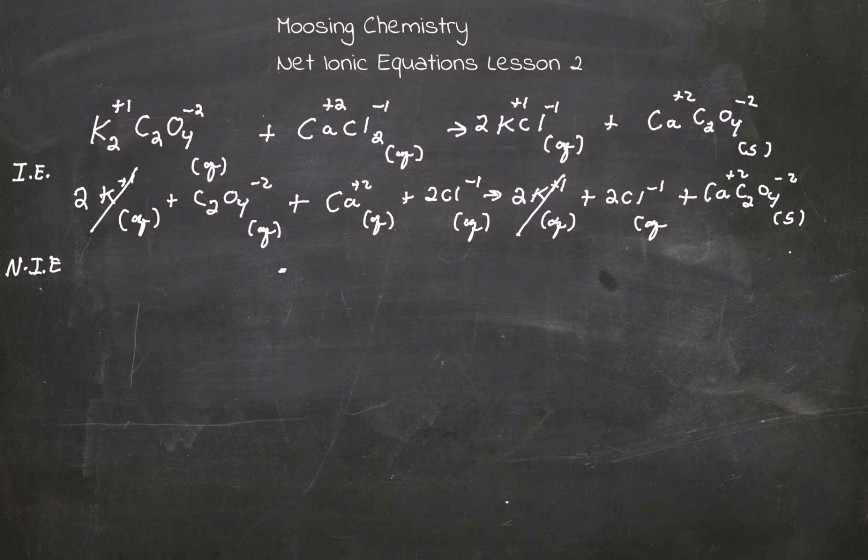Our oxalate, oh, it's changed, so we can't touch it. Our calcium is aqueous on one side, and it's solid on the other. We can't touch that one. However, our chlorines are aqueous on this side and also aqueous on that side. So let's write the net ionic equation for this, okay?